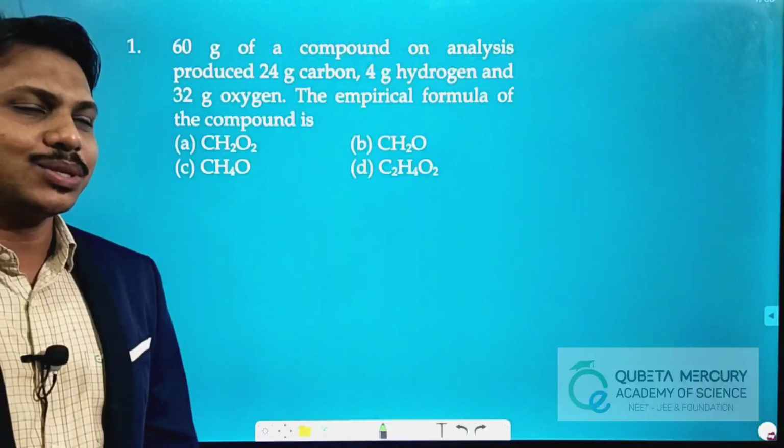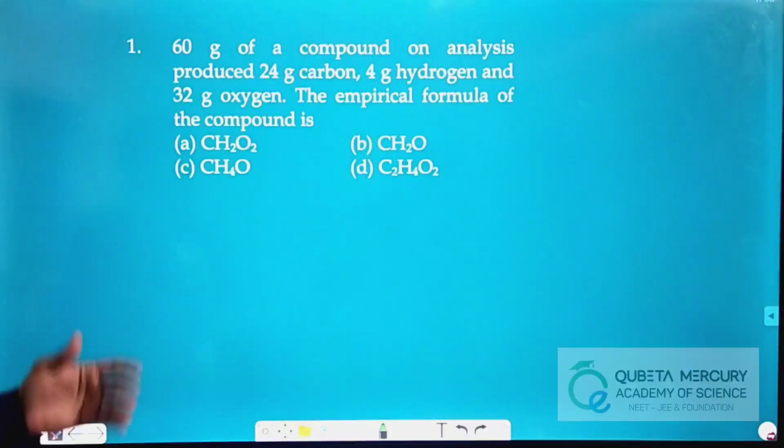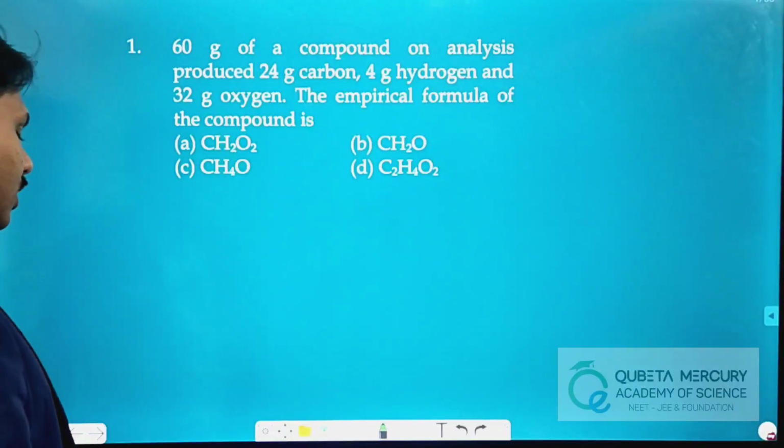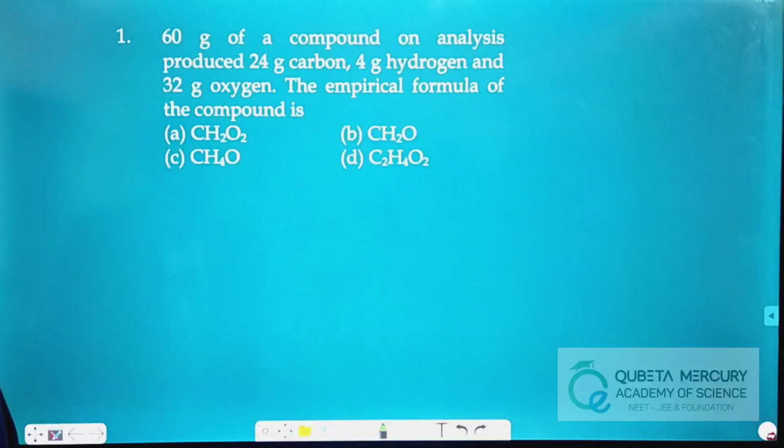I believe everyone has written well. So the first question is: 60 gram of a compound on analysis produced 24 gram of carbon, 4 gram of hydrogen and 32 gram oxygen. Empirical formula of the compound is. These are the questions that are frequently asked. How to solve these types of questions?